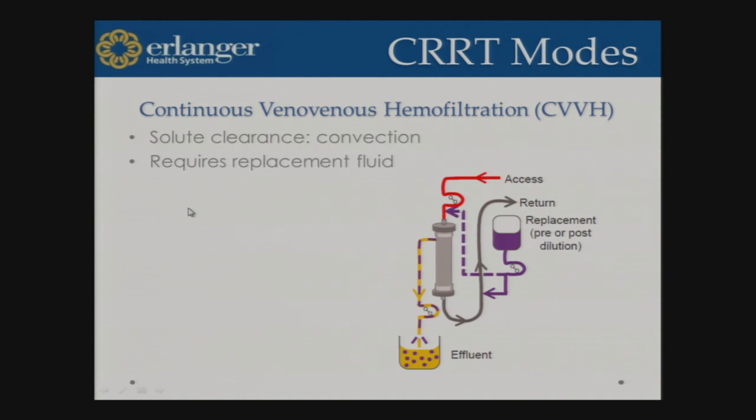Okay, next mode is CVVH, continuous veno-venous hemofiltration, and this removes solutes via convection, okay? So we have a replacement solution here that's provided either pre-filter or post-filter, and it's creating a hydrostatic pressure gradient that's pulling solute across that filter membrane, okay? And so it does require a replacement solution. We don't do this mode here, okay? But I just want you to be aware of that.